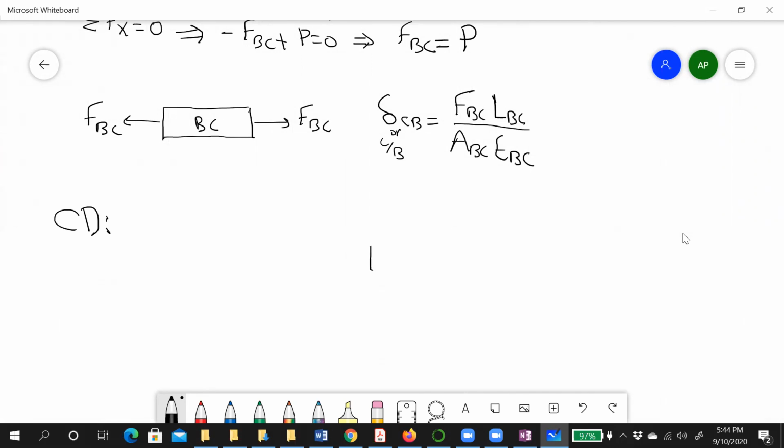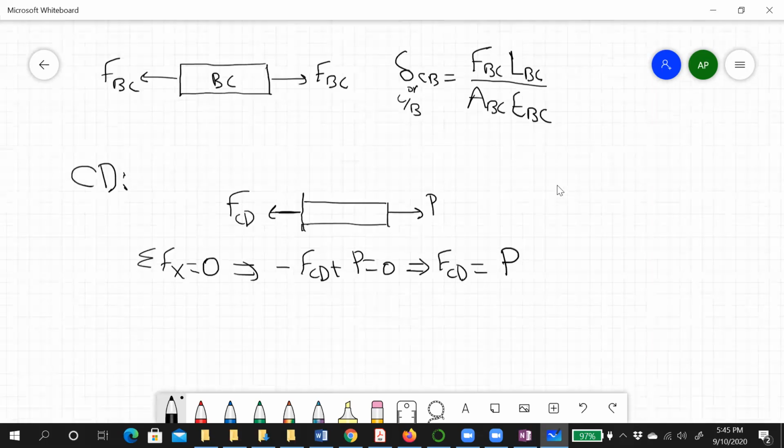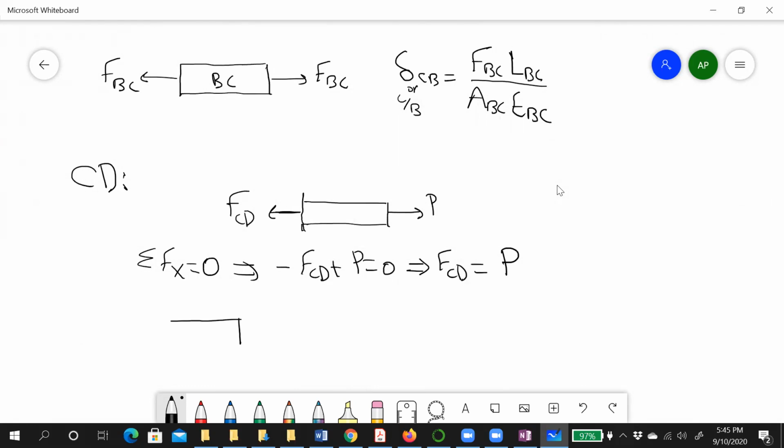So section CD. Let's just make sections. For example, FCD. This is the segment CD. Sorry, it's just P here. Summation of force in direction of x. FCD plus P, and then FCD is P. That's a force. So which means now we have this segment.